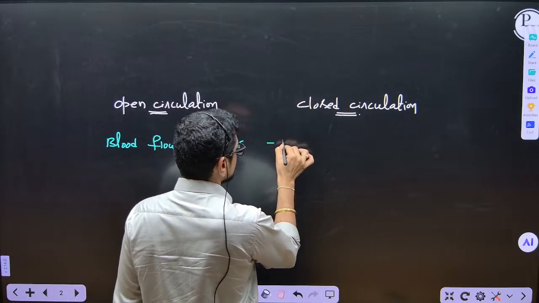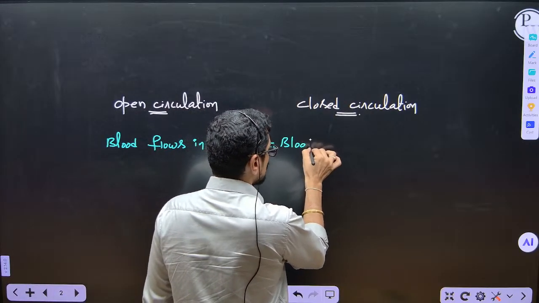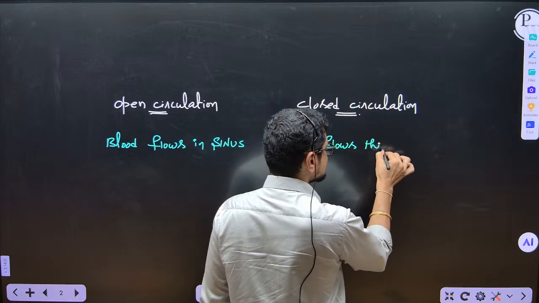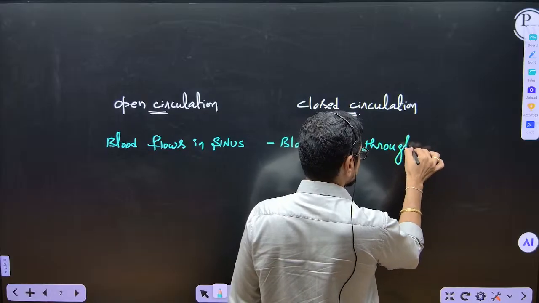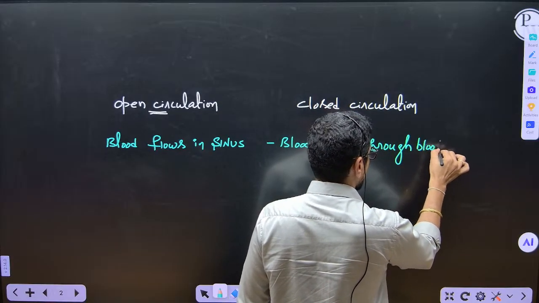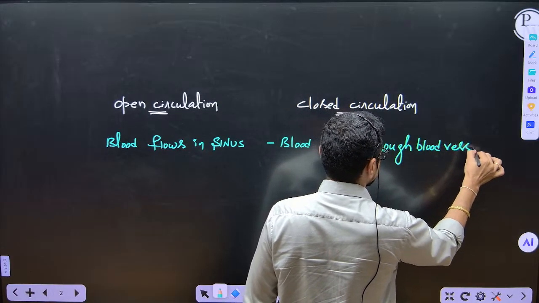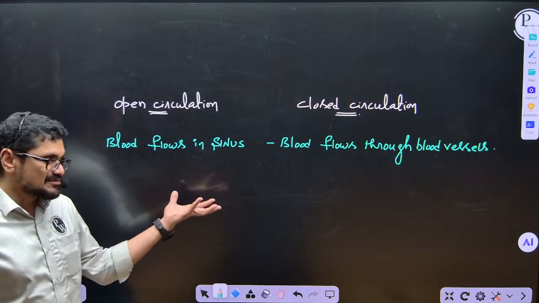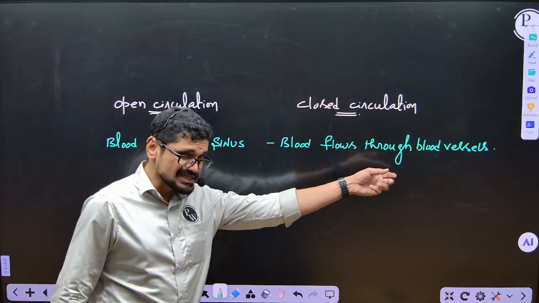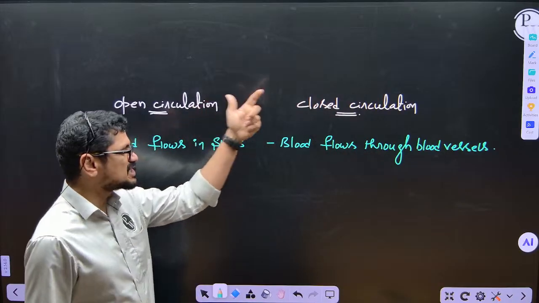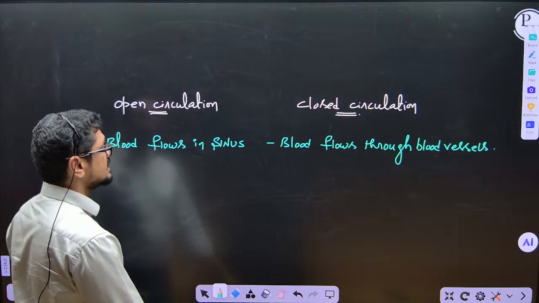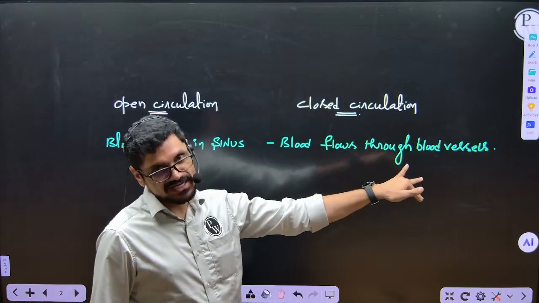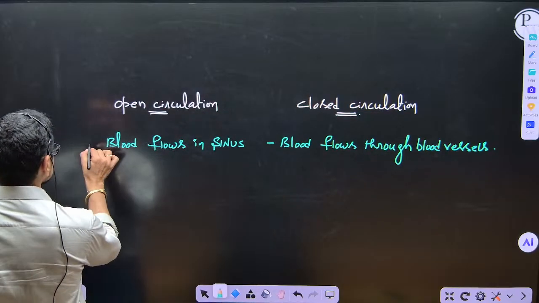What is the difference here? Here blood flows through blood vessels, not in a sinus. Here also blood vessels are present. There also blood vessels are present. But here a sinus is present. There a sinus is not seen. Of course, there may be an empty space present in the body, but in that empty space, blood is not seen in closed circulation. This is the first difference.